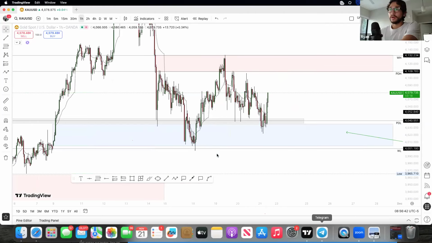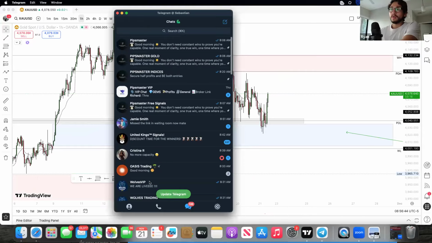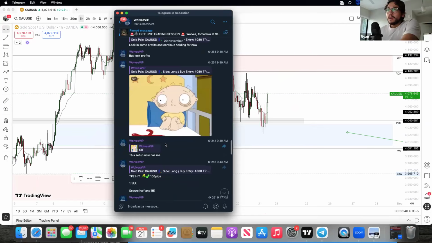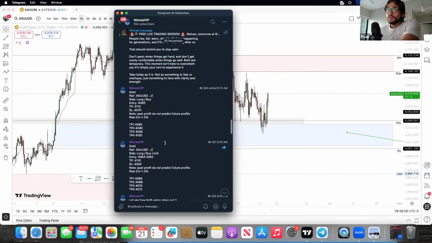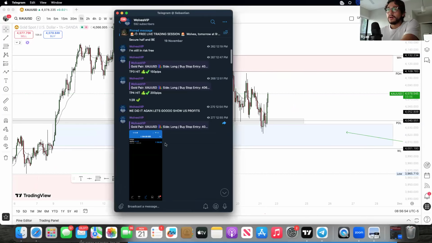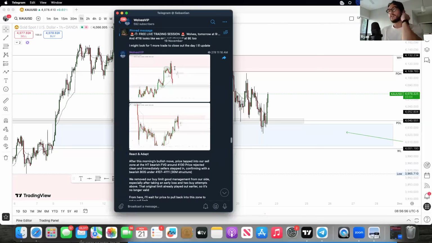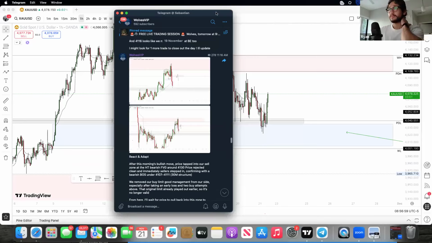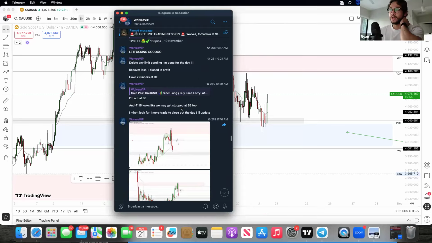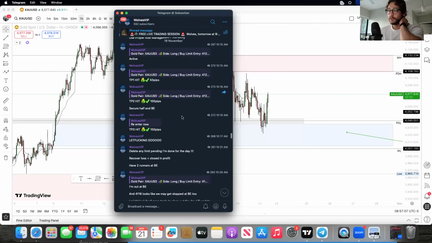I actually have this in the Telegram. So let's go back over here. I'm going to go back into the Telegram here in the VIP. This is something that I called out right here. So if you guys notice, November 19th, here in the VIP zone, this is where I told everyone that we need to react and adapt because we were looking for a buy position, right?